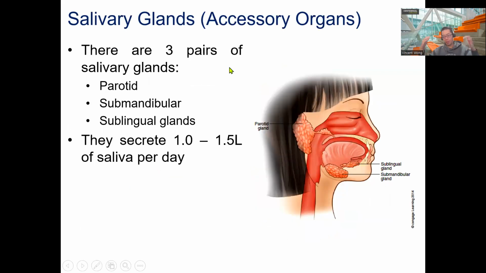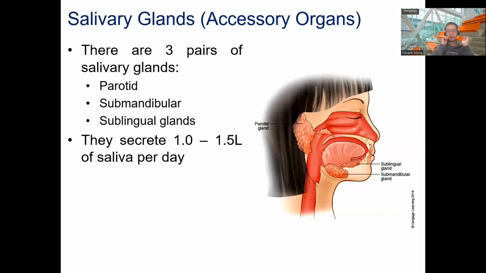So, talking about accessory organs, which are things that add things to your GI tract. One of the first things that needs to be added to your GI tract occurs in the mouth, and that's done through the salivary glands, which is the first set of accessory organs. You have 3 pairs of salivary glands, which means a total of 6.